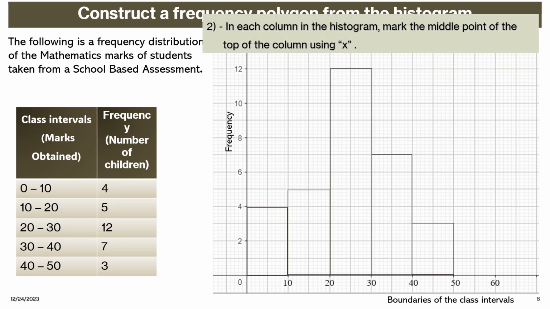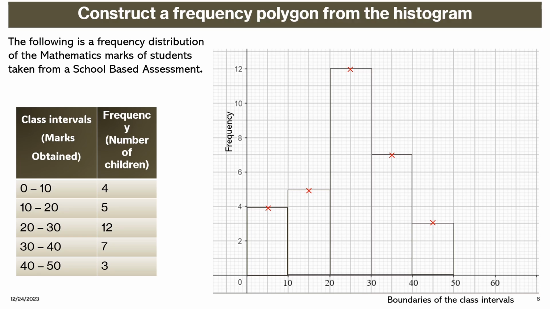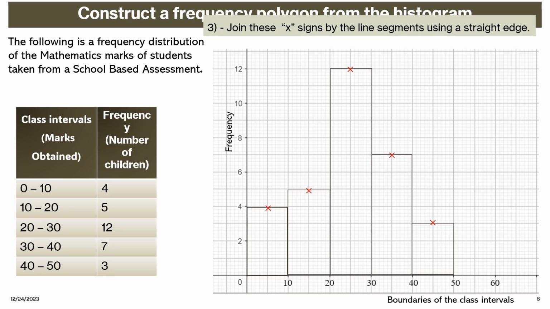Okay, the second step, in each column in the histogram, we have to mark the midpoint on the top of the column using a cross sign. Let's do it together. The midpoint of the class interval 0 to 10 is 5, 10 to 20 is 15, 20 to 30 is 25, 30 to 40 is 35, and 40 to 50 is 45. Then next, we join these points using a straight edge.